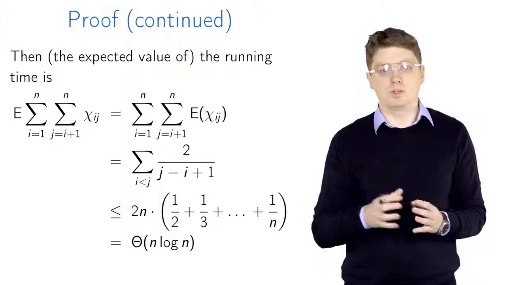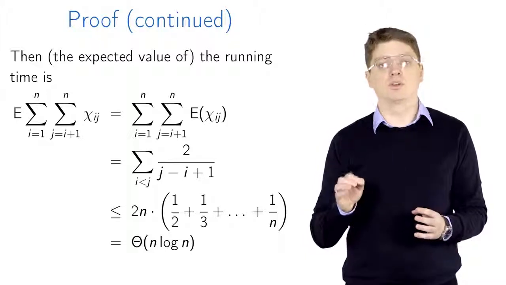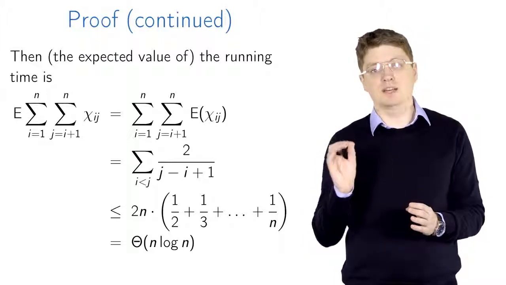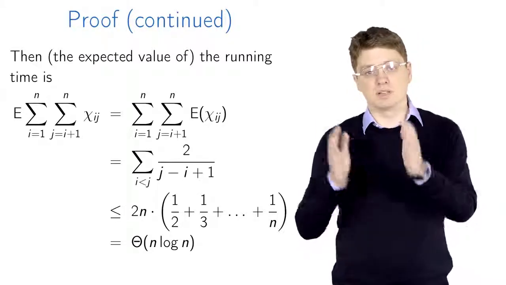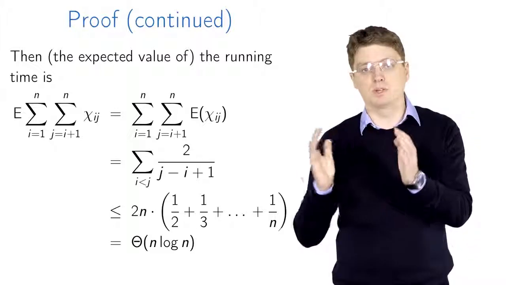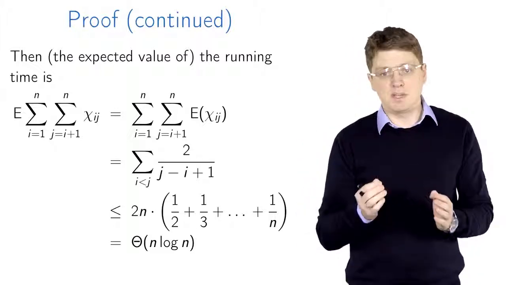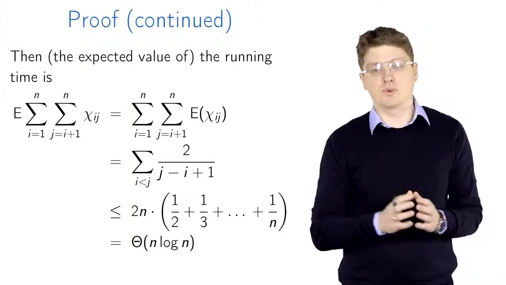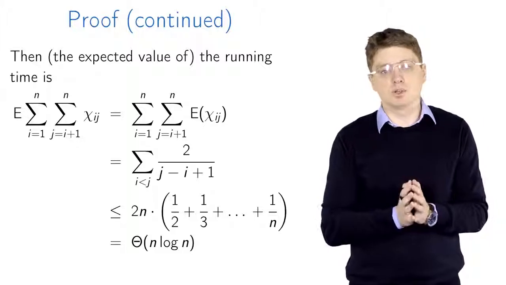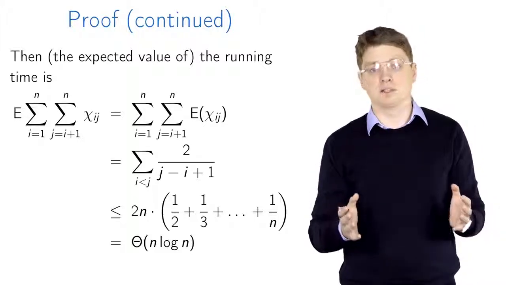Once again, 1 over 2 plus 1 over 3 plus and so on 1 over n is theta of logarithm of n. Well, this means that for each fixed i, the corresponding sum, which ranges over all j from i plus 1 to n, grows at most logarithmically. This means, since we have n choices for i from 1 to n, that the whole sum grows asymptotically as n log n. Okay, and this concludes our proof.